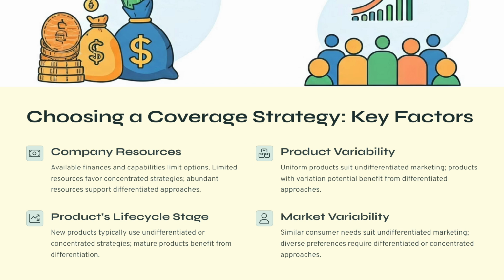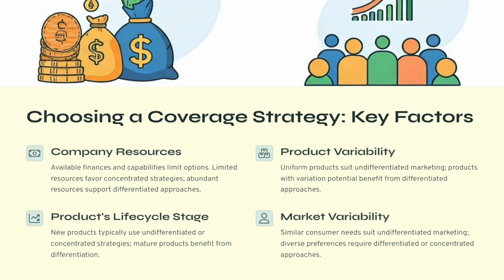Second, product variability. Is the product itself uniform, like basic commodities, or does it allow for variation, like tractors or soaps? Uniformity favors undifferentiated marketing, while potential for variation supports differentiation. Third, the product's life cycle stage. Is the product new, growing, mature, or declining? Introduction stages might use undifferentiated or concentrated approaches, while the growth stage often benefits from differentiation.